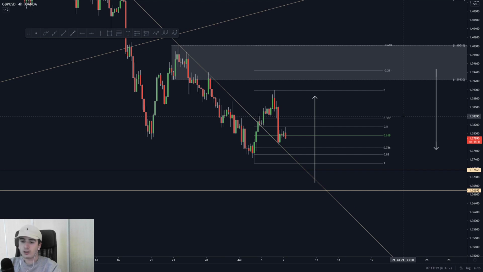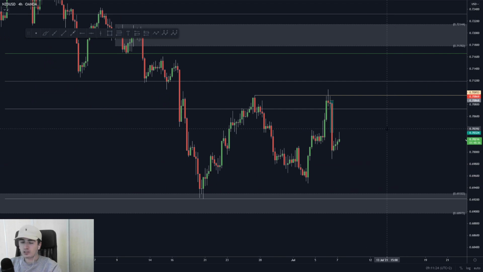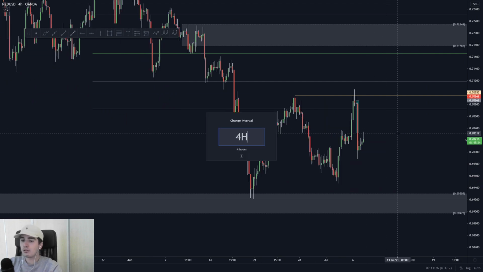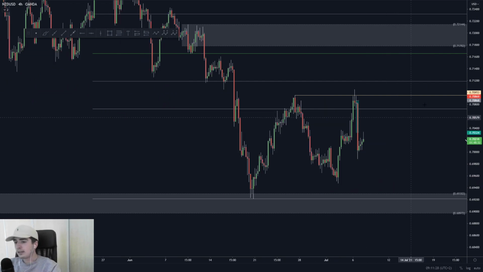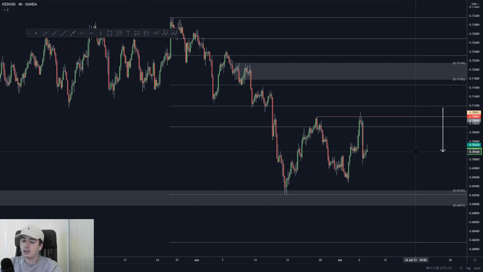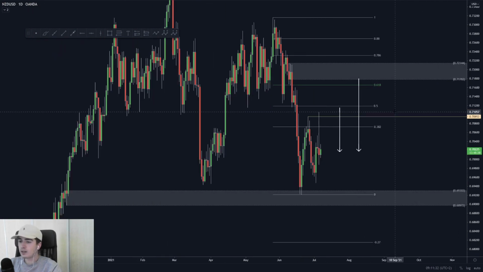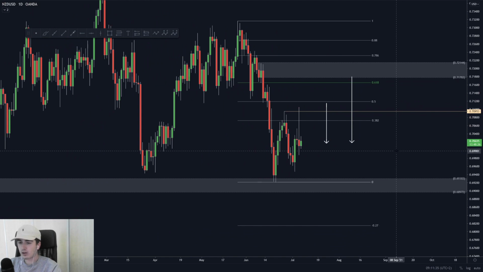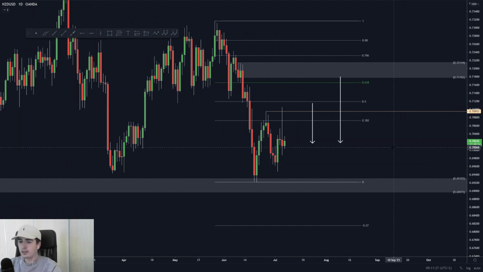So that's pound dollar. Let's head over to Kiwi dollar. And Kiwi dollar played out to absolute perfection. If you're in the Discord channel, which is free, I shared this setup. So if you're interested in seeing what kind of setup it was, make sure to join. But essentially what I did mention yesterday was that we could take a short upon a fake out on that swing high of 0.70953. That was kind of the thing that I was looking for, right?